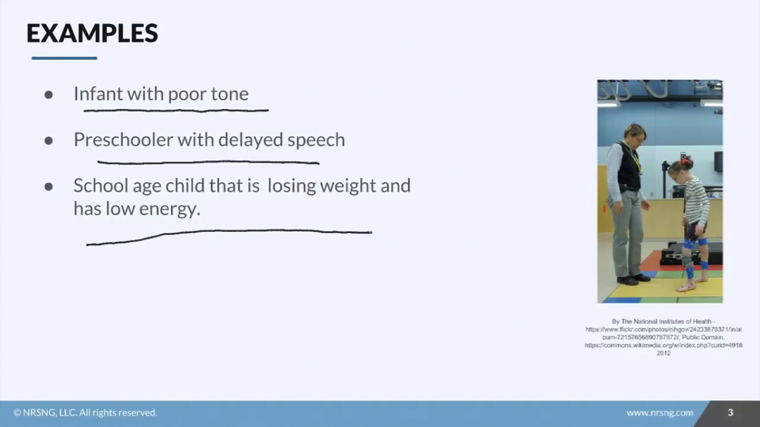So these are just some really basic examples, but what I want you to do is check out the age-specific developmental lessons that we have for you, and they're going to go through each phase of development: infants, toddlers, preschoolers, school-age kids, and adolescents. They're going to highlight those different clues that you should be looking for and how that impacts your nursing.